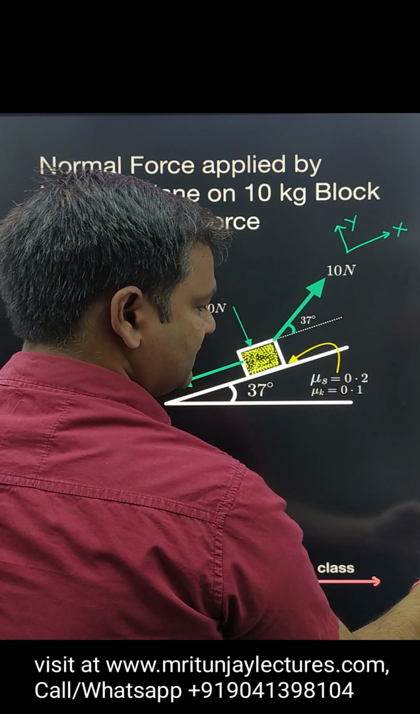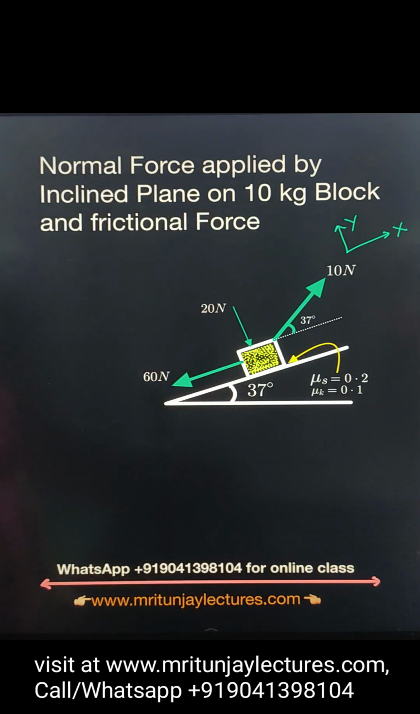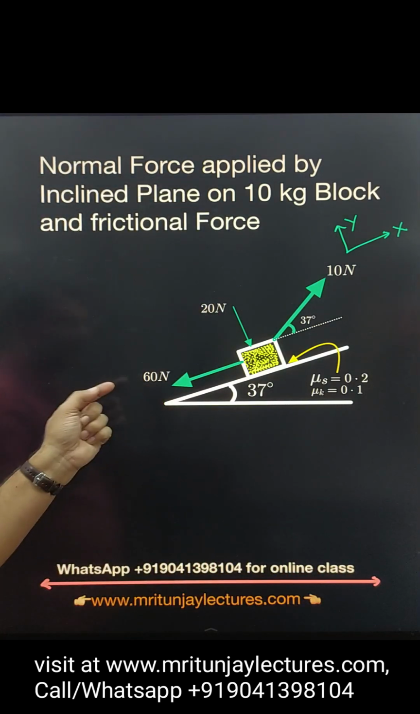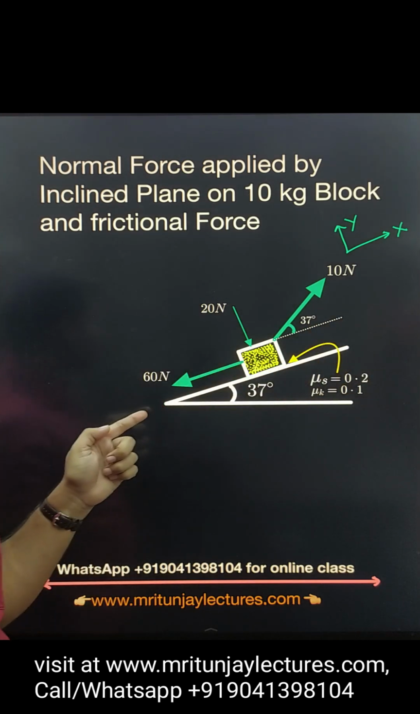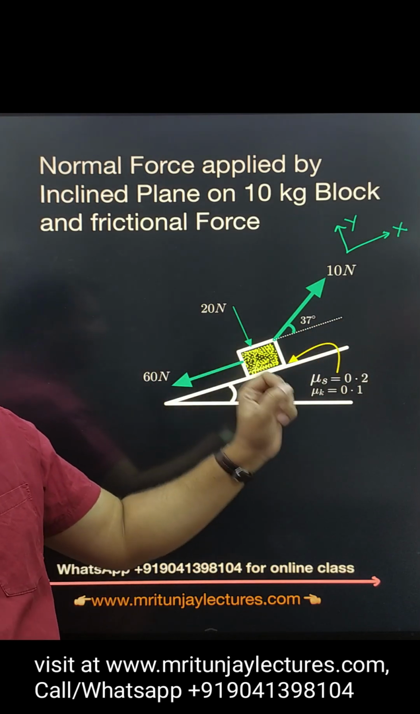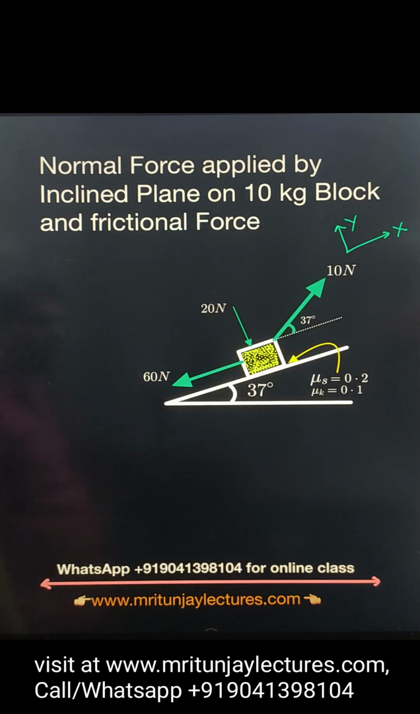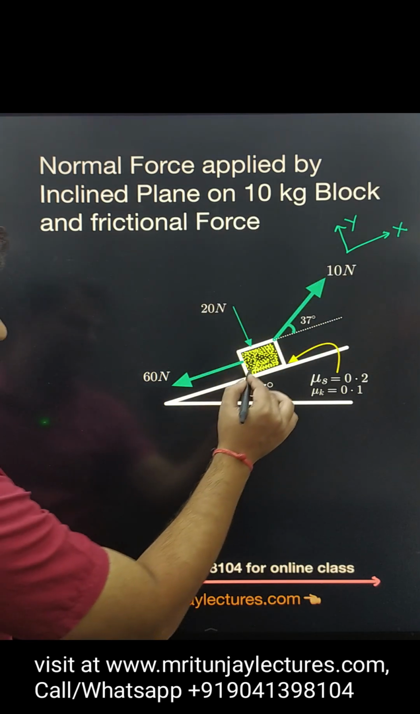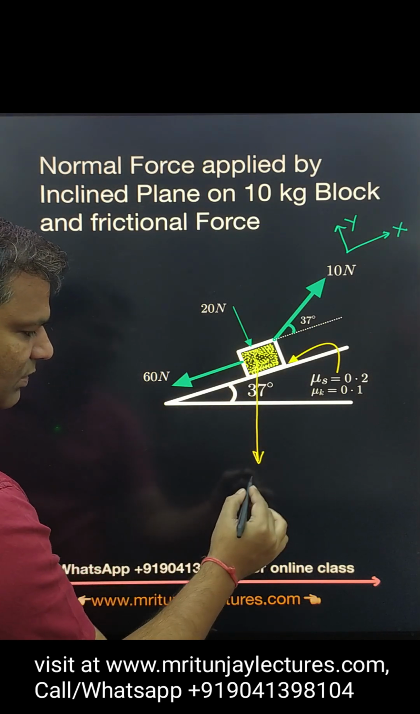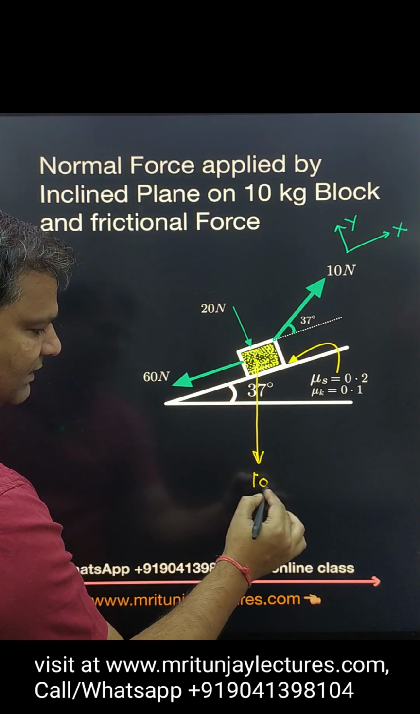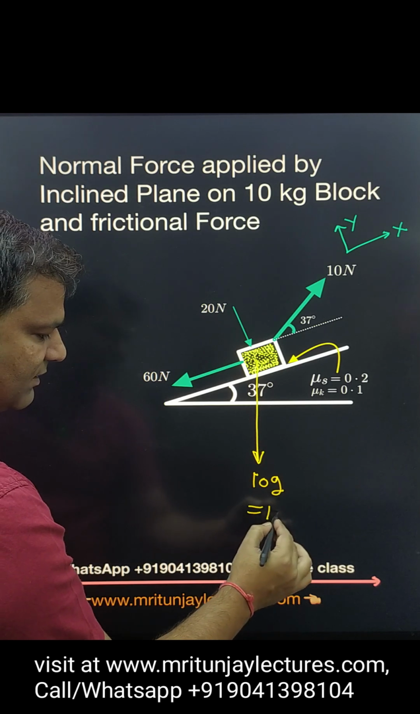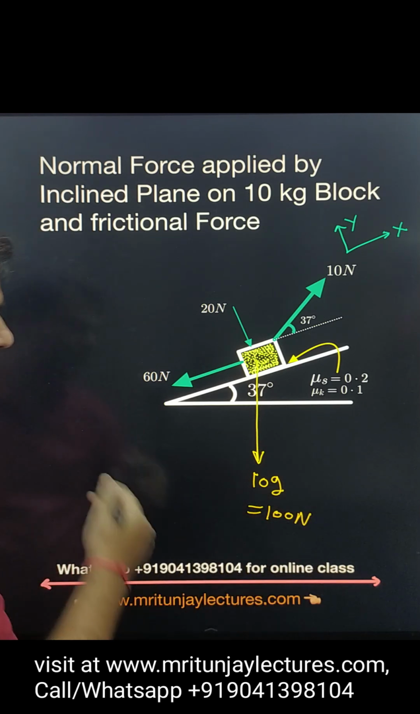Why are we choosing capital X and capital Y? Because this block is moving in this direction or this direction. So all force components are along the capital X axis and Y axis. Okay, mg acts downward, so that is how much? 10 into g. If g is 10, so that is 100 Newton.